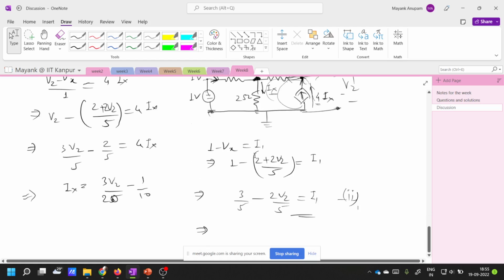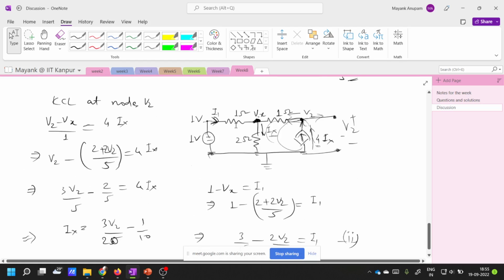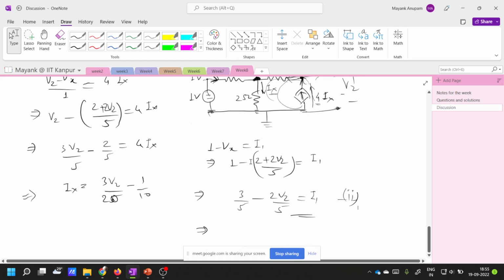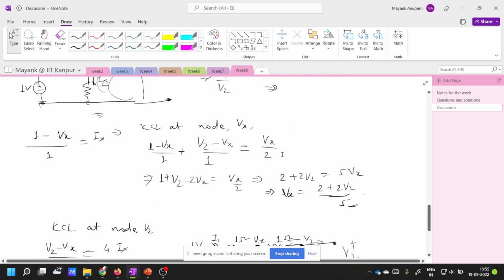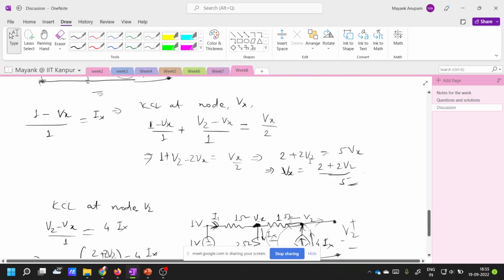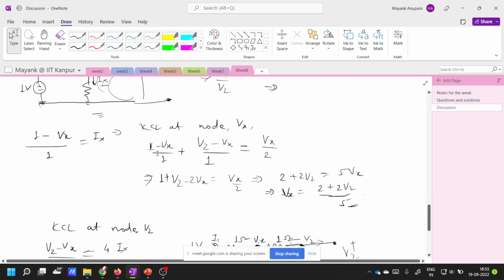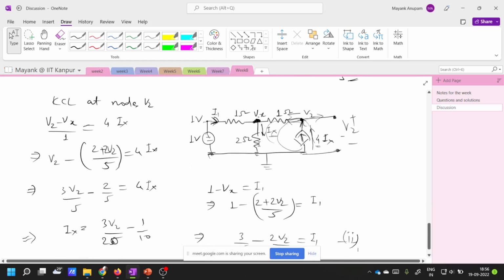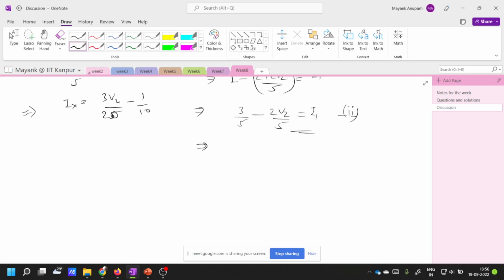1 minus Vx is equal to I1. This is right. 1 volt minus Vx is equal to I1. Vx is equal to 2 plus 2V2 by 5. It's correct because Vx is equal to 2 plus 2V2 by 5. 1 minus Vx by 1 plus V2 minus Vx by 1. Yeah, so let's find out V2 now. Okay, this is one equation and this is the second equation.